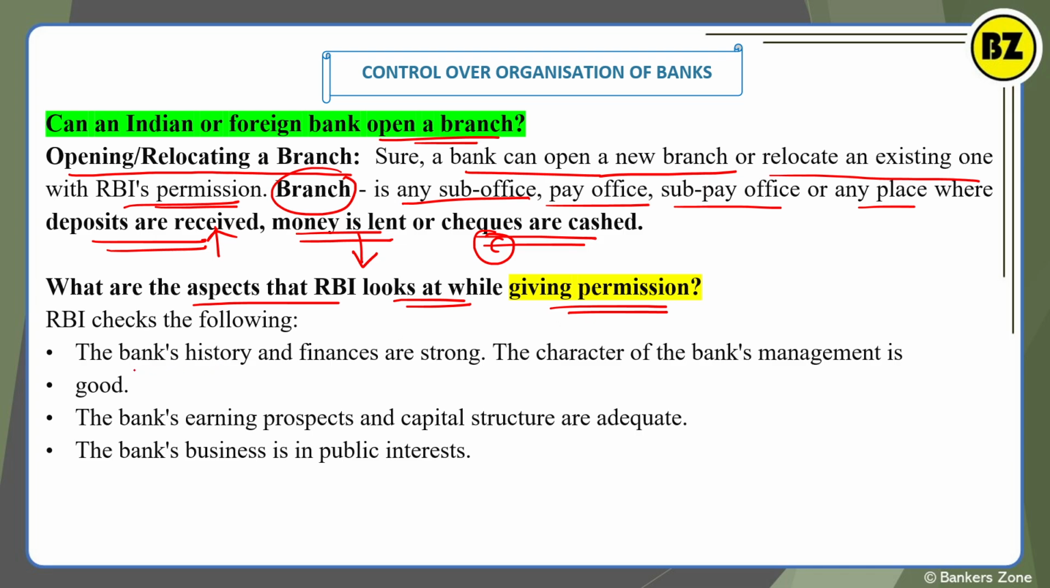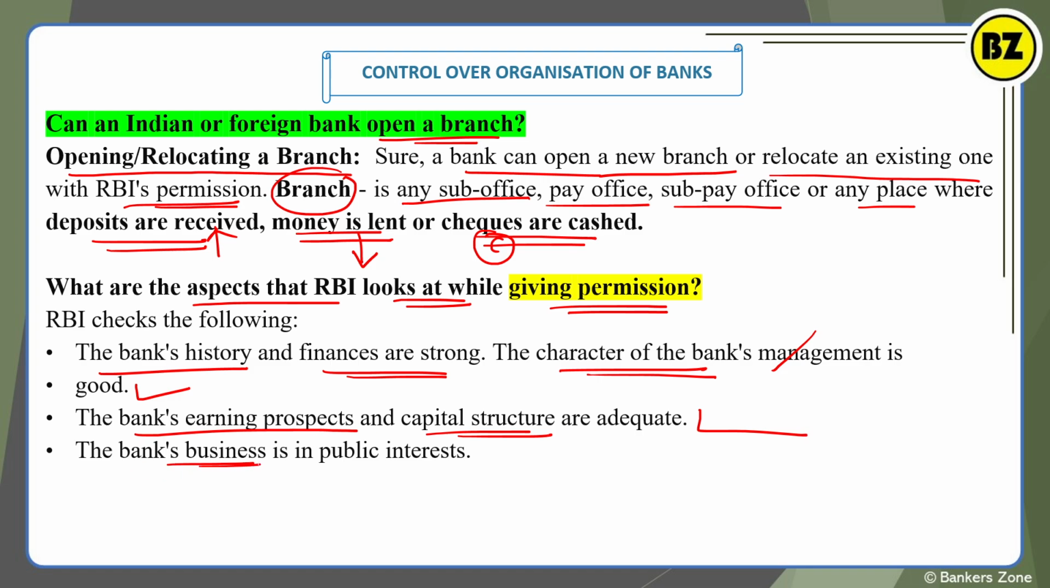So RBI checks that the bank's history and finances are strong, the character of the bank's management is also good, the bank's earning prospects and capital structure are adequate, and the bank's business is in the public interest. That is what RBI checks before giving the license.